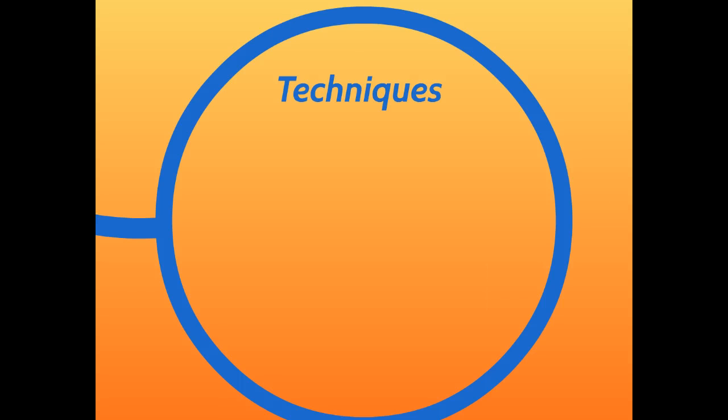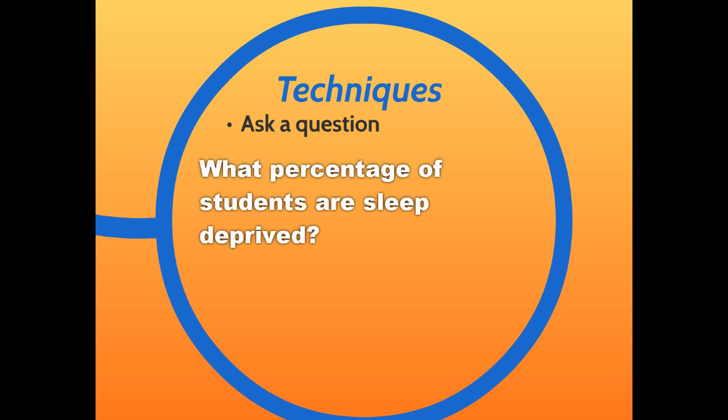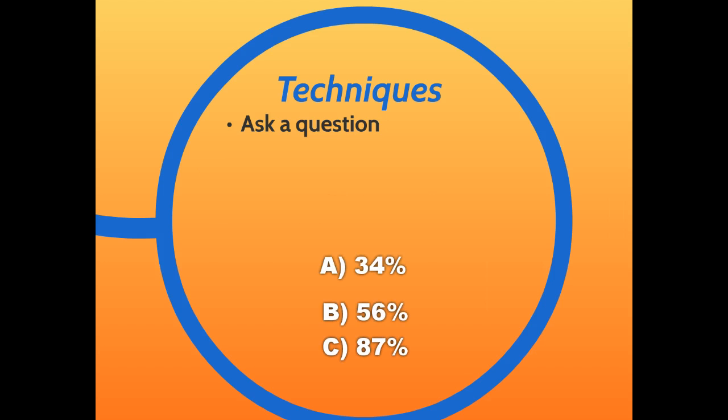The easiest and kind of most obvious thing to do is ask a question, right? So if you have a statistic like 87% of students are sleep deprived, ask it instead of just saying it, right? Ask them, well, what do you think the percentage is? Or maybe put up a bunch of different percentages and get them to guess.